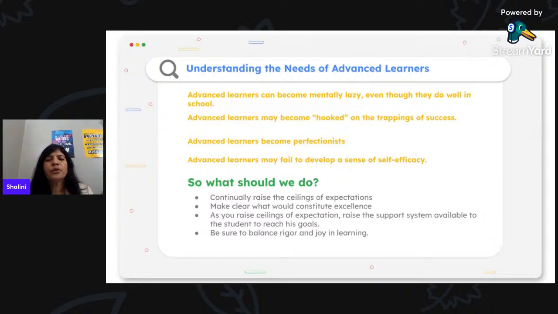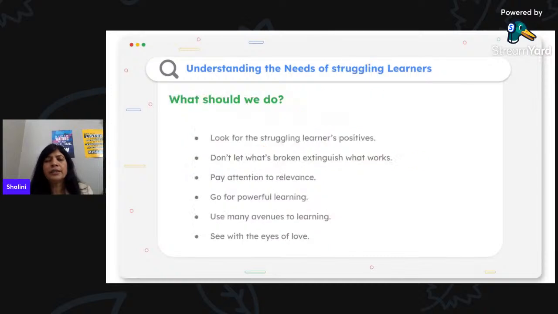We also have to ensure that we are not just making the activities more rigorous; we also have to ensure that there is a balance between rigor and the joy in learning. Similarly, we also have to, next slide please, think of the struggling learners.